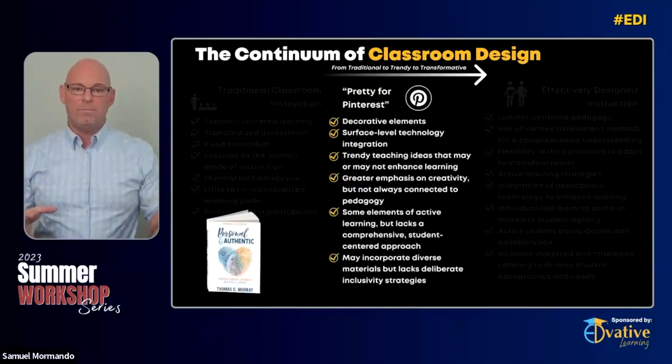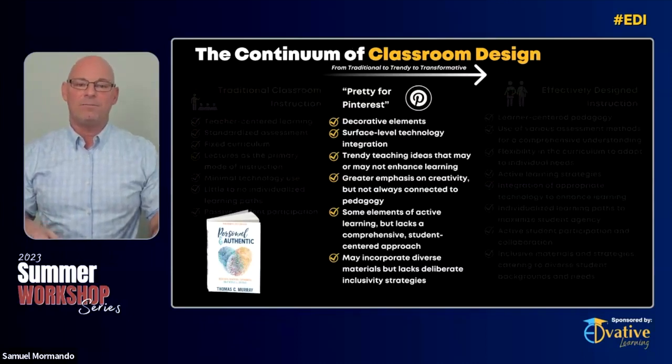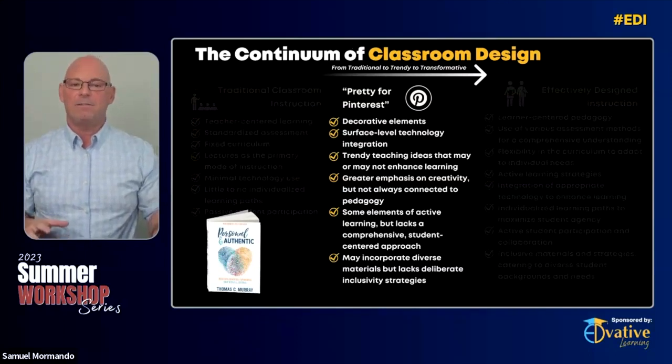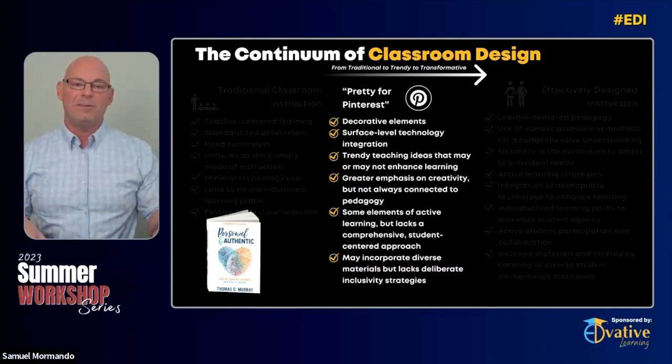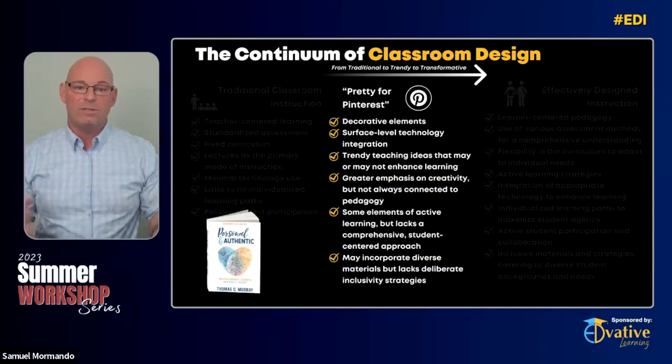Moving along the continuum, we encounter what Tom Murray, author of Personal and Authentic, calls the pretty for Pinterest phase. This stage is characterized by an increased emphasis on aesthetics and making things pretty in the LMS or the classroom. It attempts to break free from the traditional teaching, but despite its appeal and well-intentioned efforts, this phase often lacks a meaningful connection between being creative and what really good teaching looks like. Oftentimes, student engagement and inclusivity fall short due to the absence of evidence-based teaching strategies.